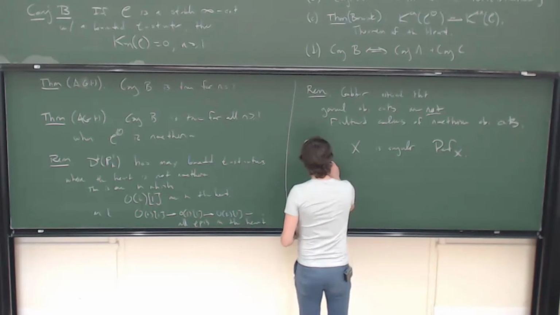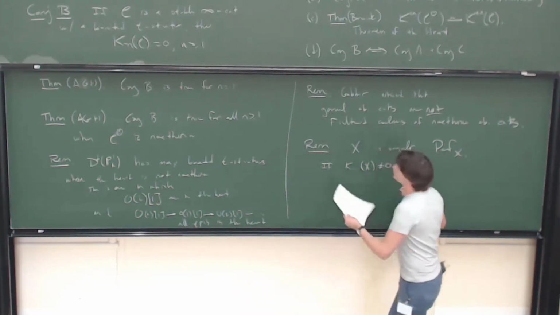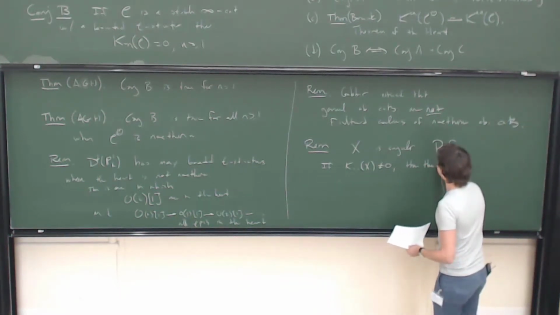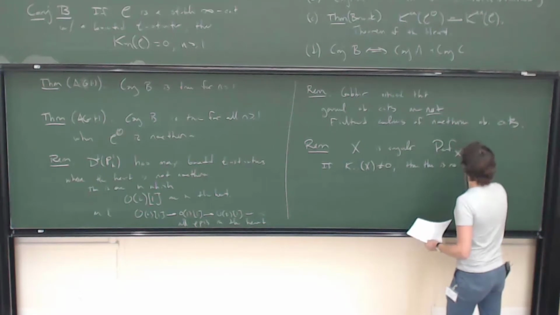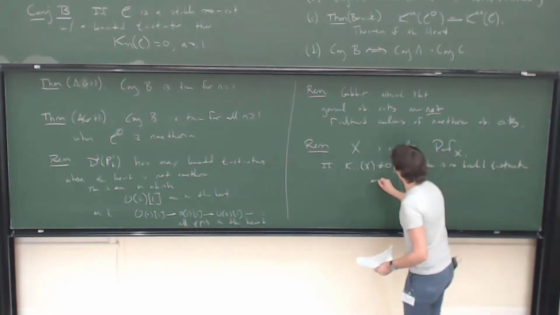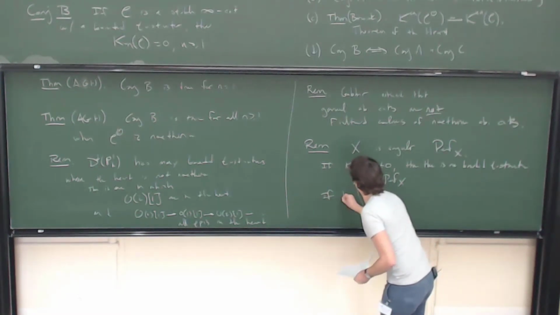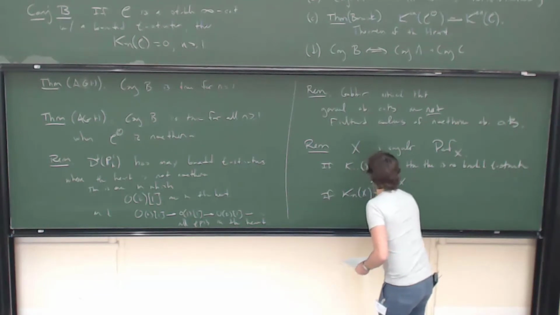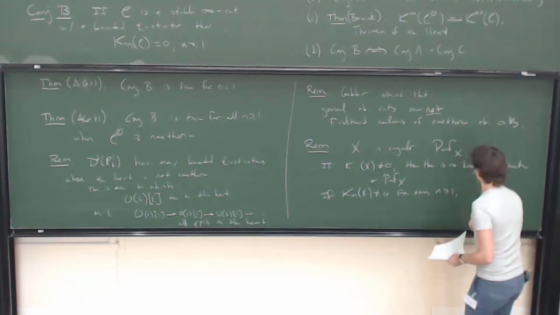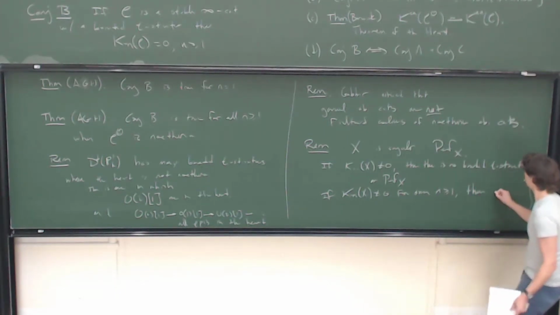So if K_{-1}(X) is not equal to 0, then there's no bounded T structure on Perf(X). And if K_{-n}(X) is not equal to 0 for some n more than or equal to 1, then there's no bounded T structure with a Noetherian heart.